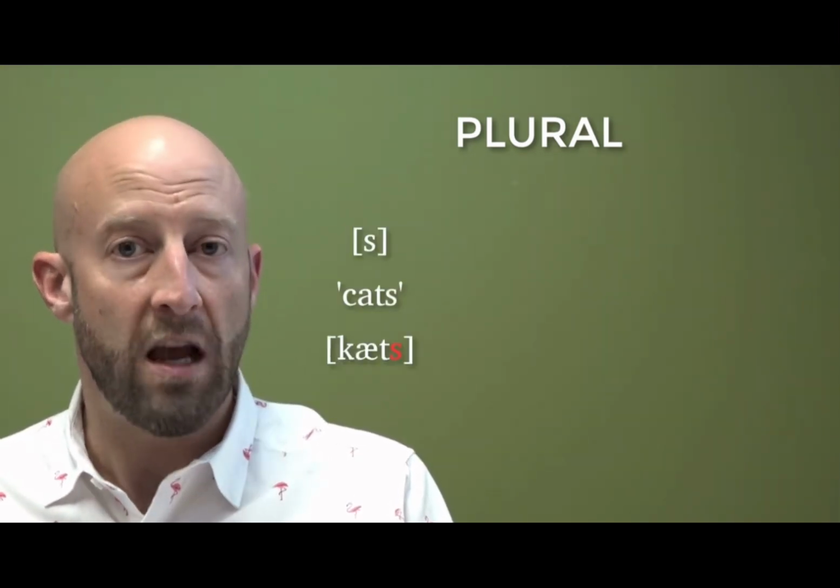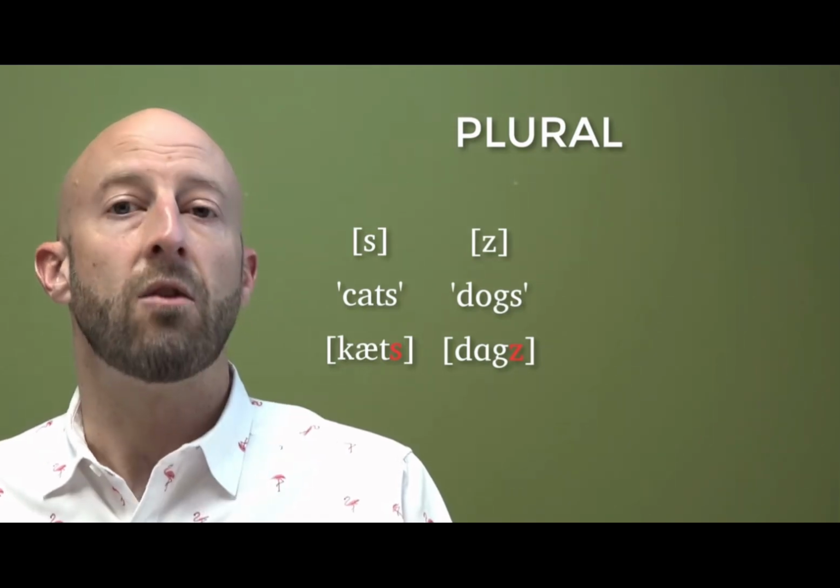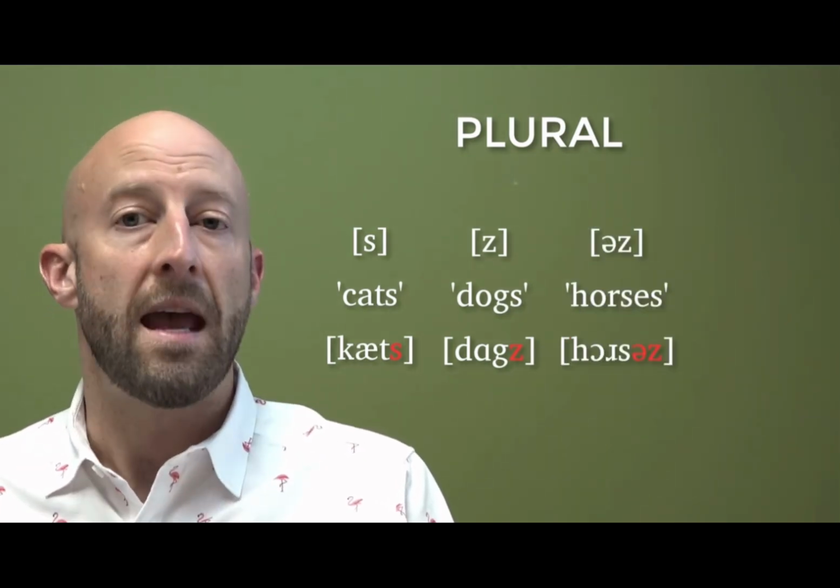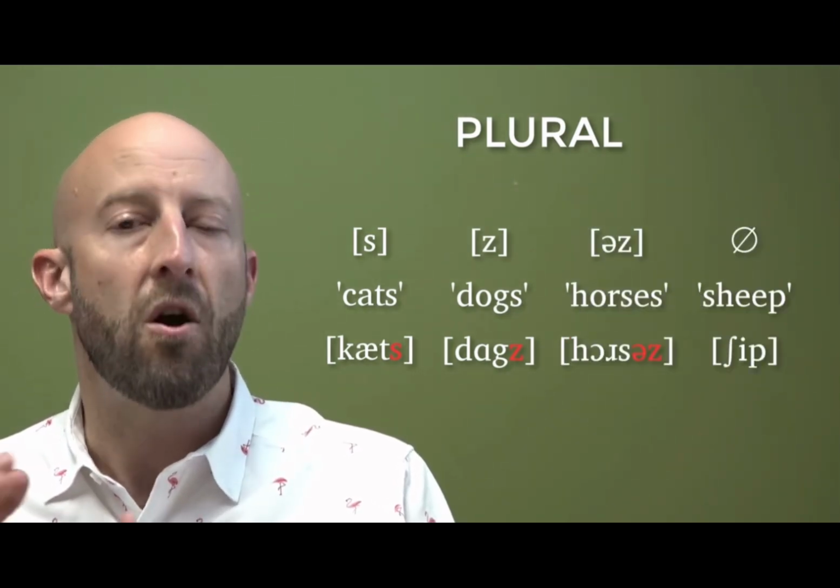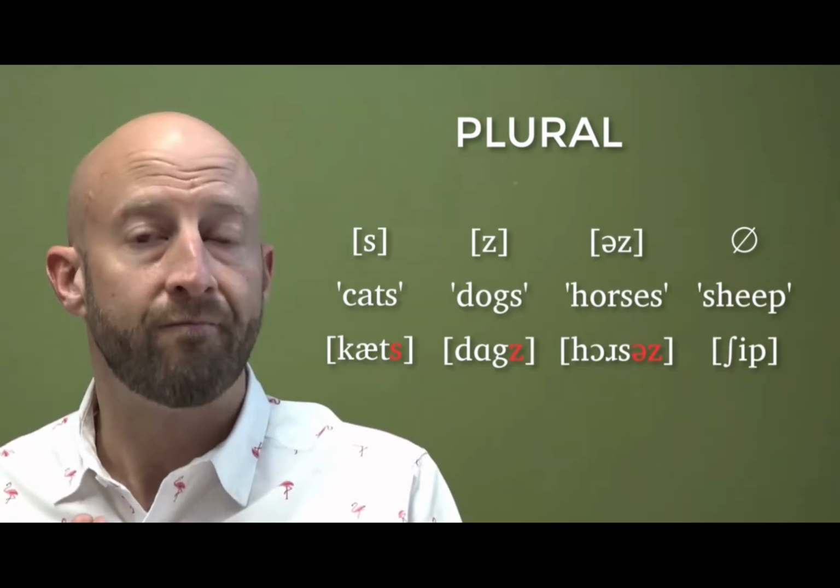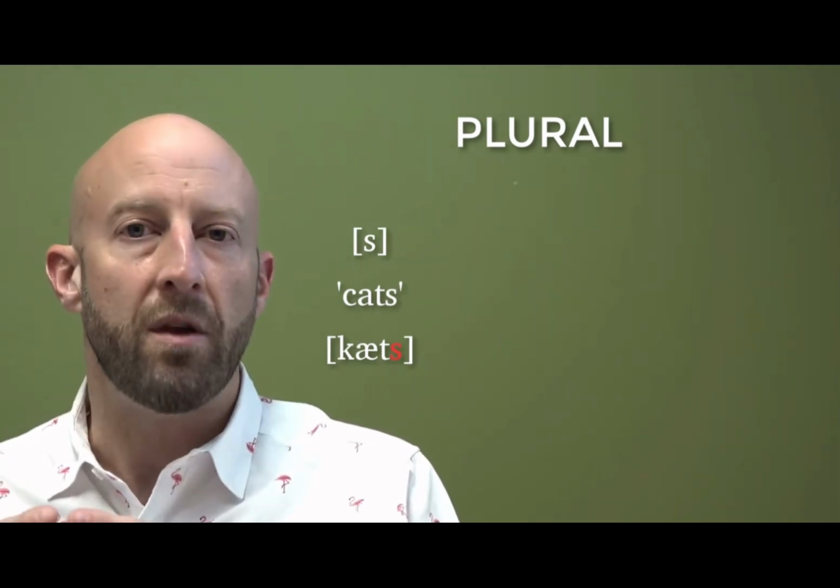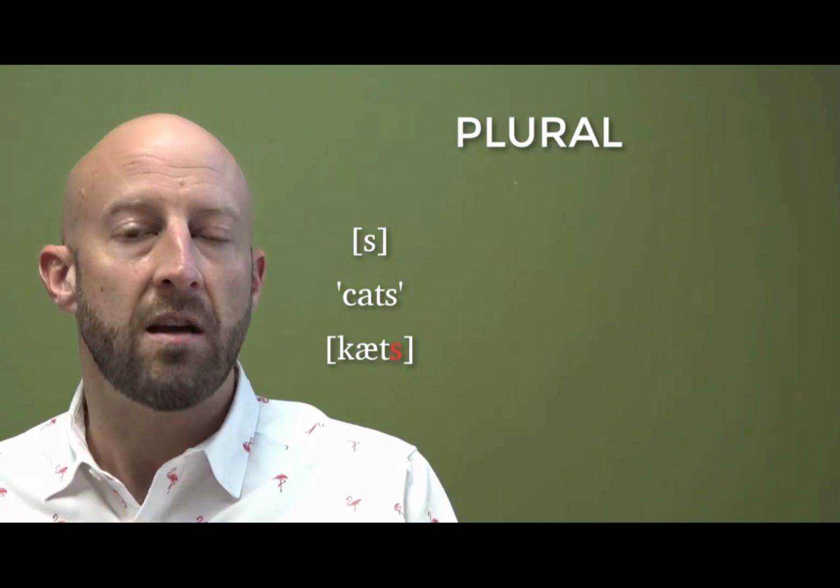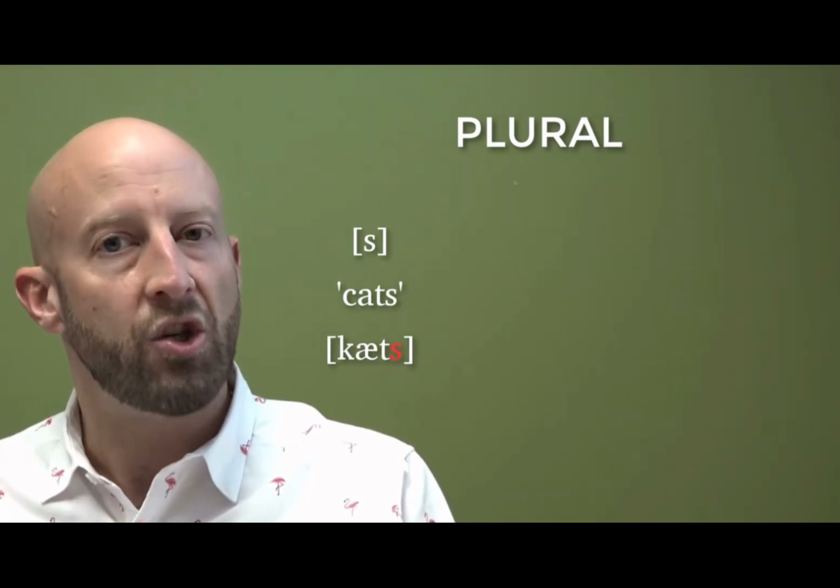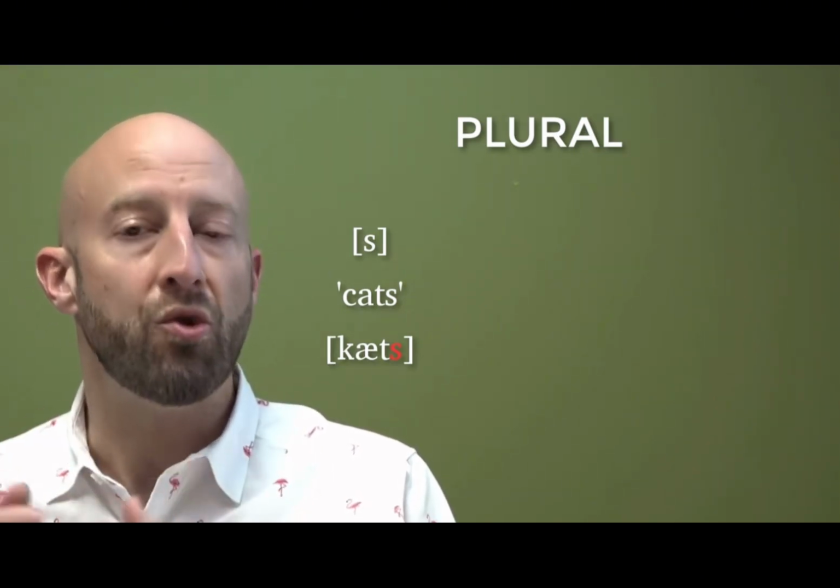So let's talk about 4 for the sake of simplicity. We have s as in cats, we have z as in dogs, and we have uz as in horses, and lastly we have the zero morph. Now there are others, but let's just stick with these 4 for now. So going back to that first example, the s at the end of cats as we write it, just disregard how it's written, concentrate on what you actually hear and what you produce when you say the word.